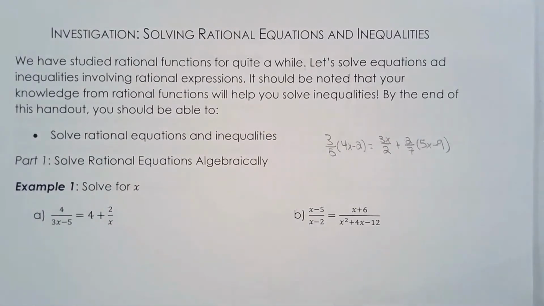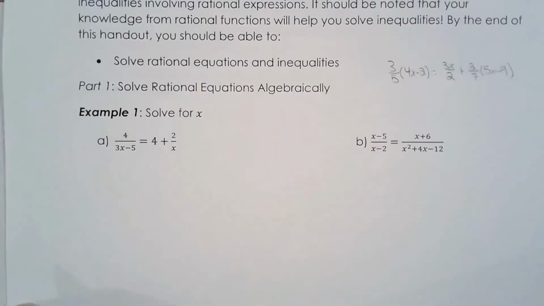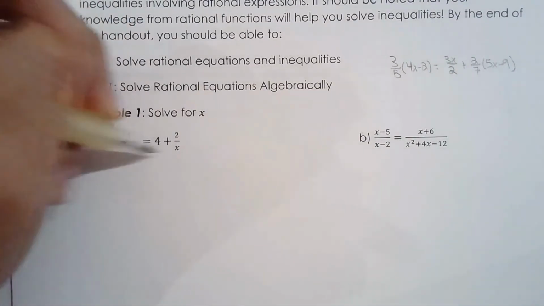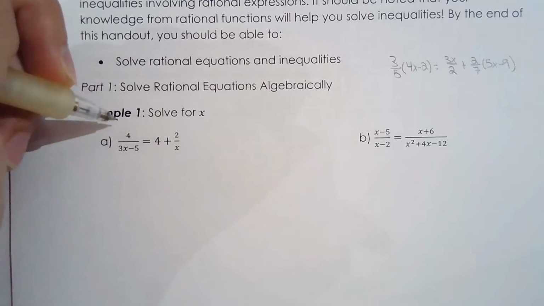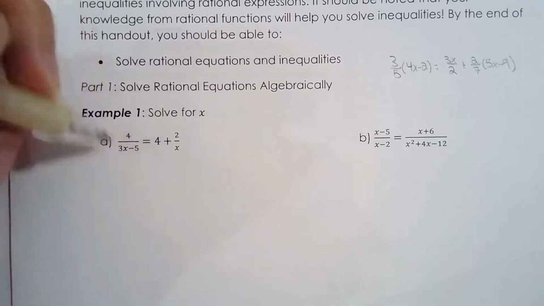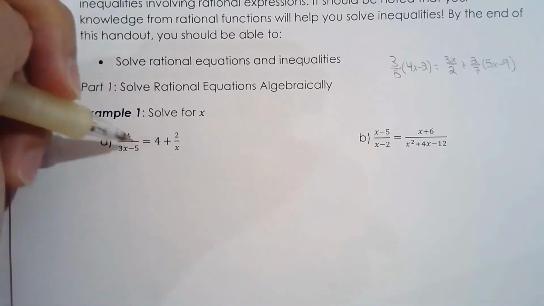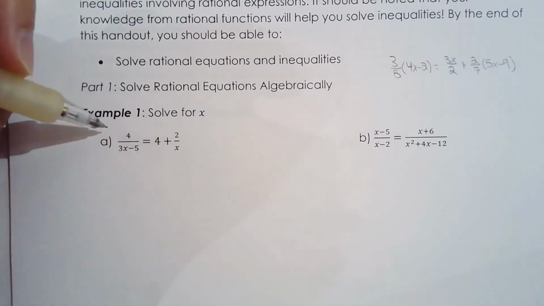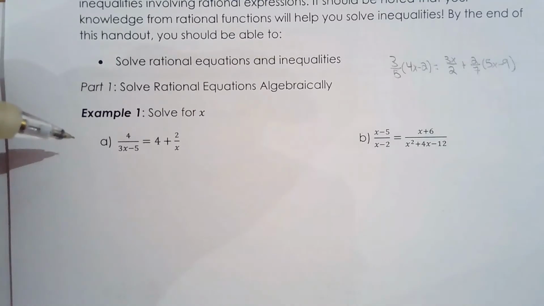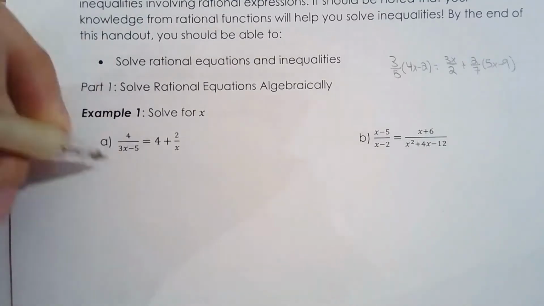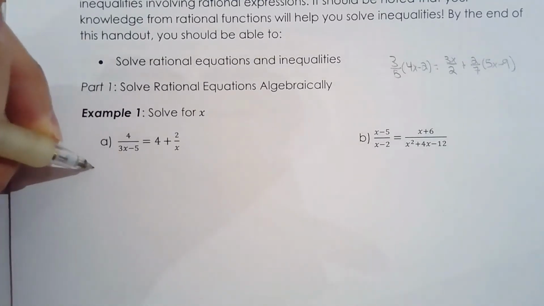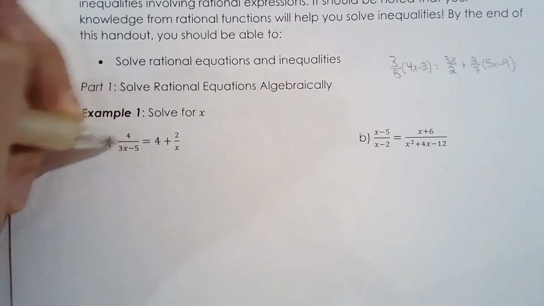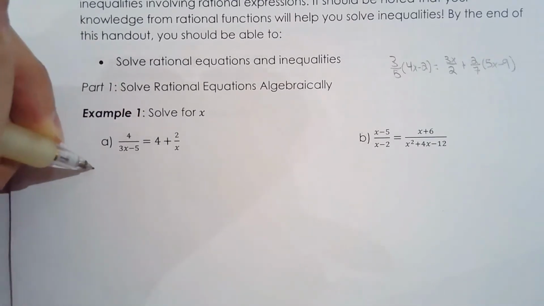So we're going to have the same approach here. What we're going to do is multiply both sides by the lowest common denominator, and then you will clear the denominators, and you convert this rational equation into an old friend of ours. I don't really want to spoil it, but it's our old friend. So what's the lowest common denominator? x times 3x minus 5.